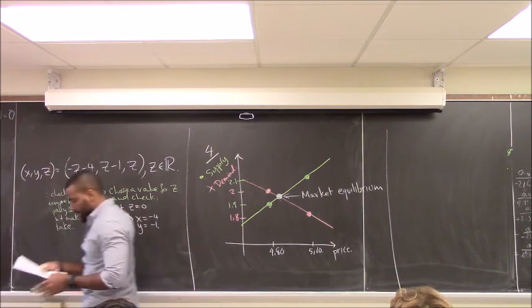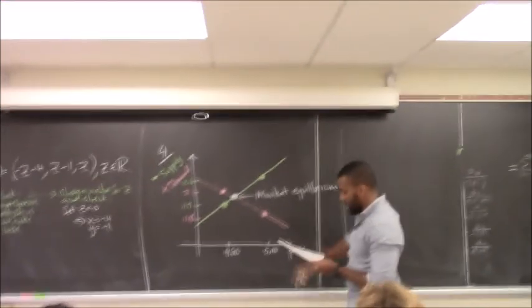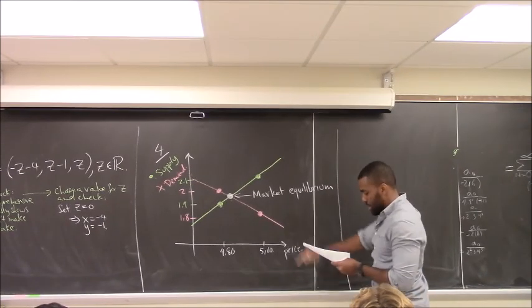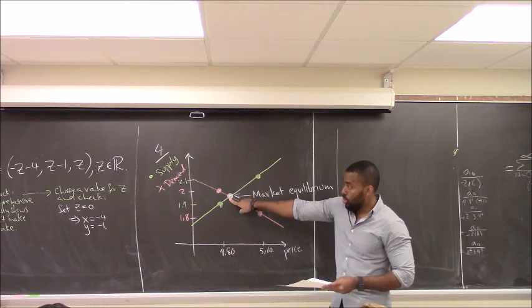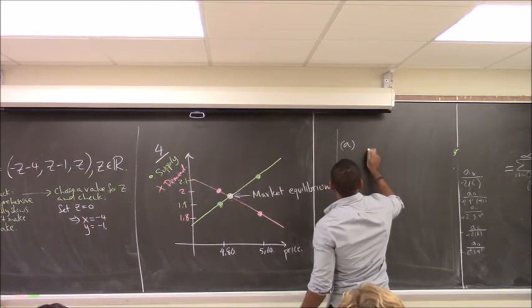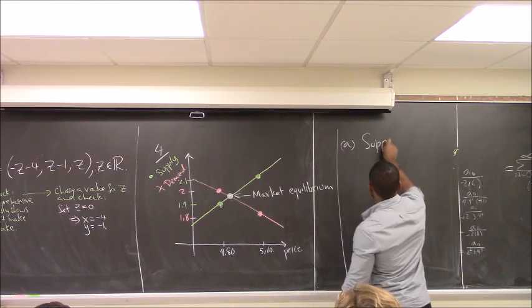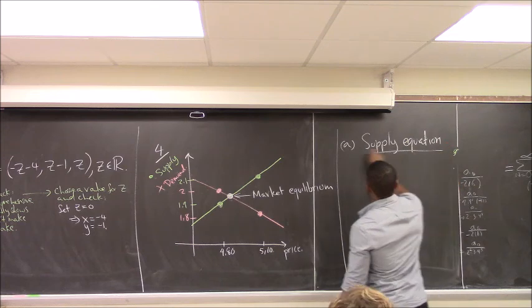So A says to find the supply equation. We want to know the equation of the green line. B is to find the demand equation. And C is to find the equilibrium price, which is going to be where that intersection is. So let's actually worry about that. So let's look at the supply equation. How do you find that?